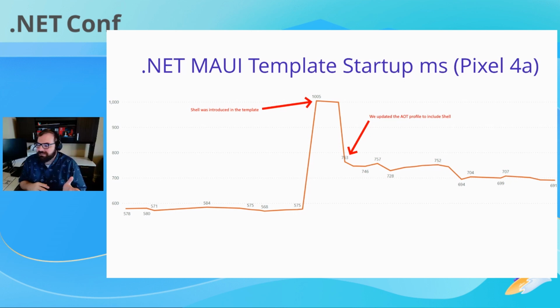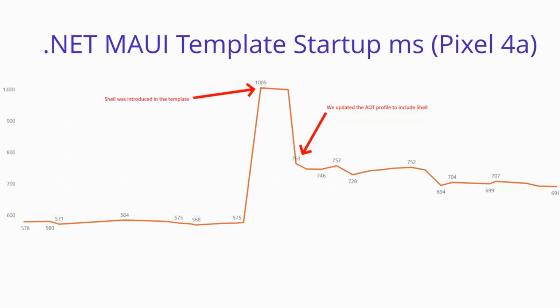Here's a good example of when something happened, right? So this graph is on a Pixel 4a. That's what they had in the lab. But you could see here, we made a change to the Maui template, switched over to the shell. And there's a feature that we use on Android called AOT compilation.